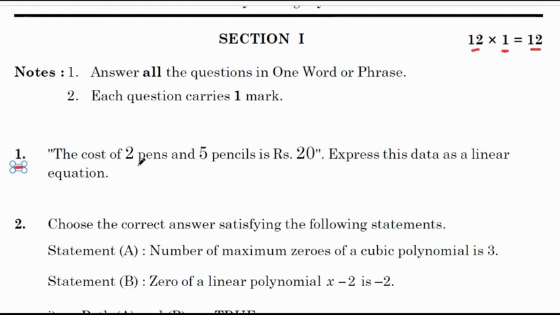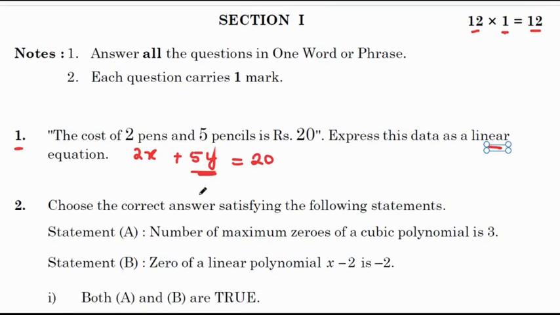Let us go with the first question. The cost of 2 pens and 5 pencils is rupees 20. Express this data as linear equations. Let us take pens as x and pencils as y. So 2x plus 5y is equal to 20. This is a linear equation.